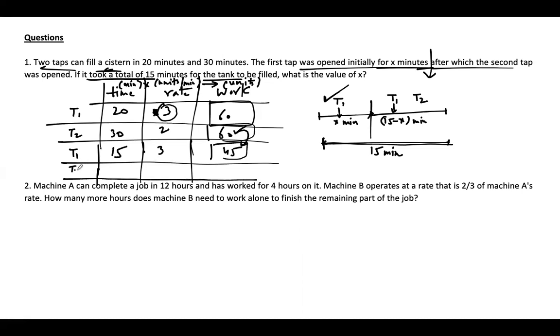So how many units will be done by T2? So 15 units of work. 60 minus 45, which is 15. And what's the rate of T2? So 2 per minute. So something into 2 is 15. So what is this something? So 3.5.